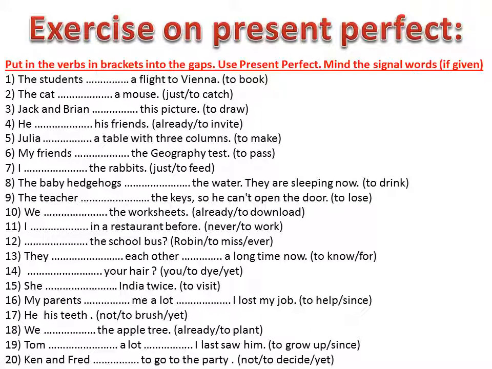To form the present perfect tense, we start with the subject, then has or have according to the subject, and after that the past participle. So subject, have or has, plus the past participle. And for the negative sentences, we use not after have or has. So we say has not or have not.